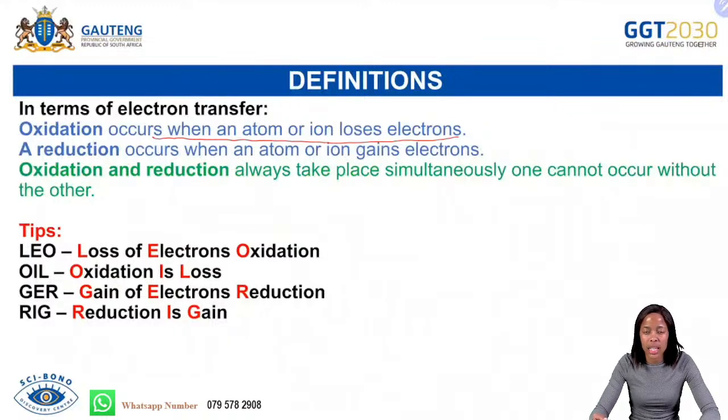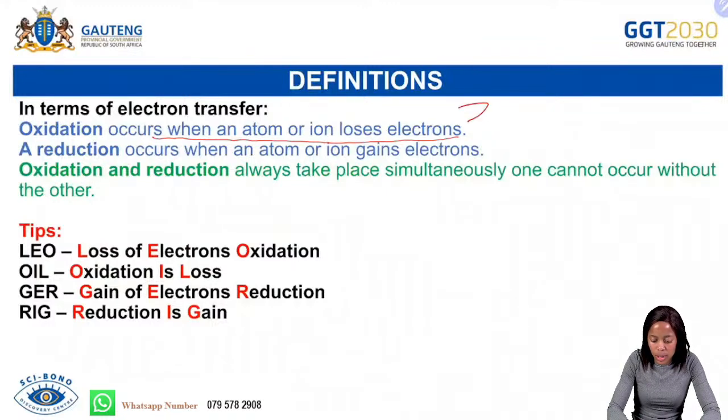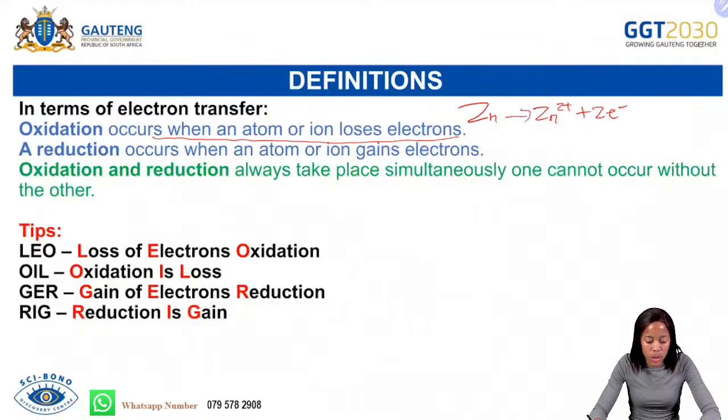So it says when an atom or an ion loses what? Electrons. That is when we can refer to it as oxidation. So this can be an example of oxidation. When an atom or an ion is losing an electron, you will see that we are able to represent the electrons way on the right-hand side of the equation there.